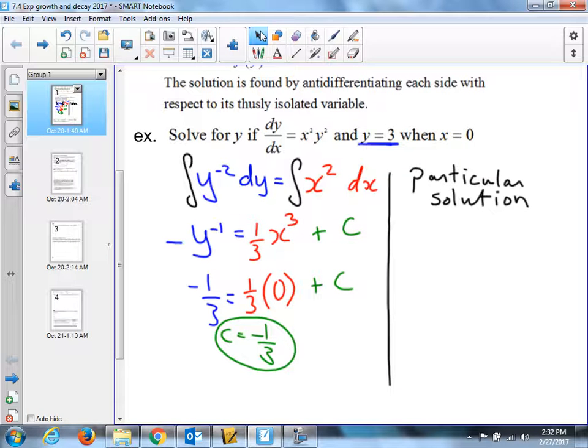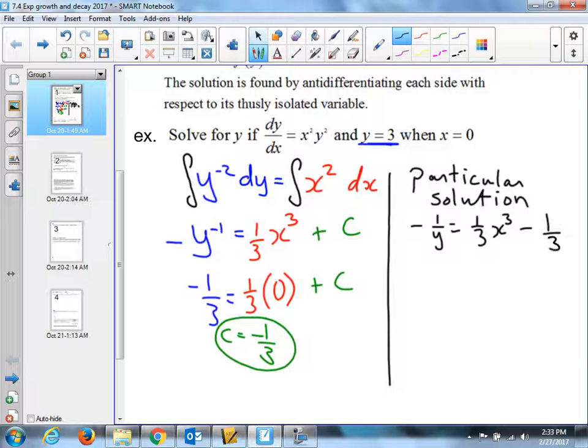So I'll just start back, and I'll use one color now. We're going to call this negative 1 over y equals 1/3 x cubed subtract 1/3. Okay? Now I have not solved for y, but that's not too difficult.